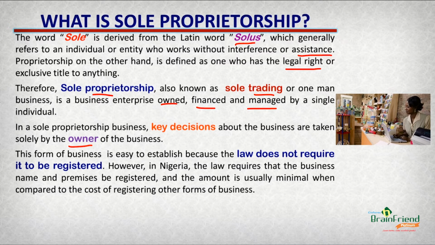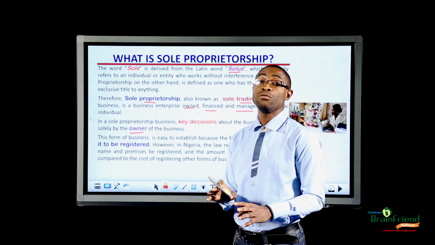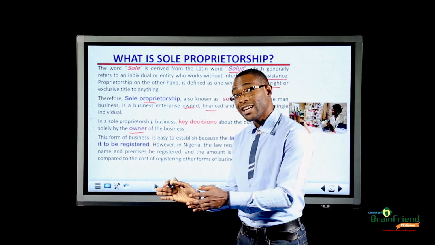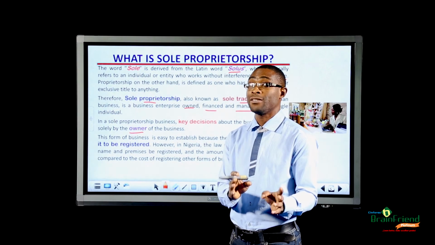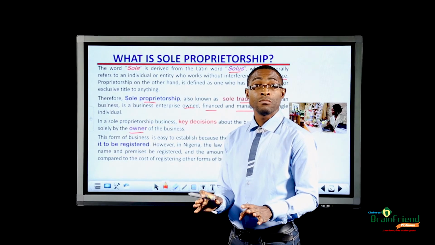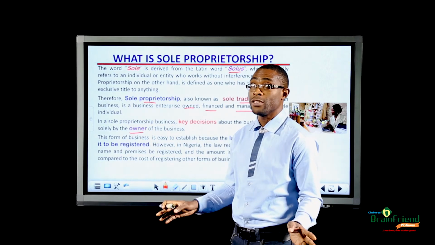Now hear this. This form of business is easy to establish and the law does not require it to be registered. However, in Nigeria, the law demands that you at least register the business name and the premises. So when you want to establish your business as a sole proprietor, you should be able to at least register the name of the business and the premises you're actually going to be running this business from. The cost is actually minimal when compared to the registering of other forms of businesses.